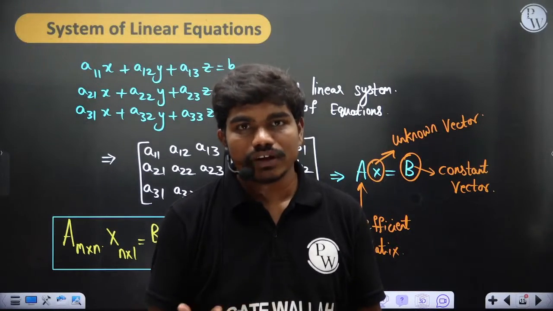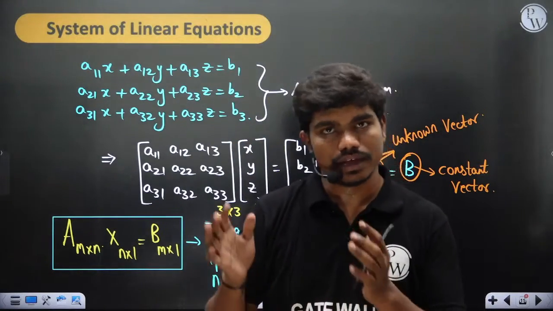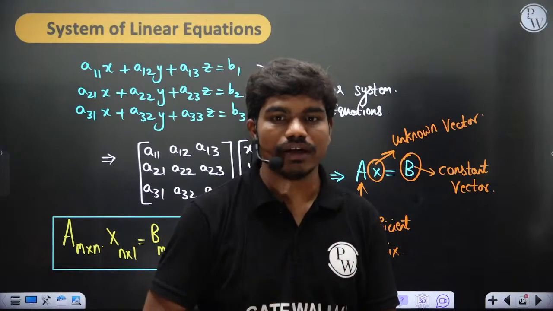Sometimes we don't have enough information and we have fewer equations than the number of unknowns. And sometimes the number of equations is the same as the number of unknowns.